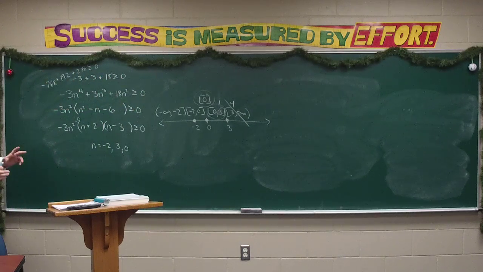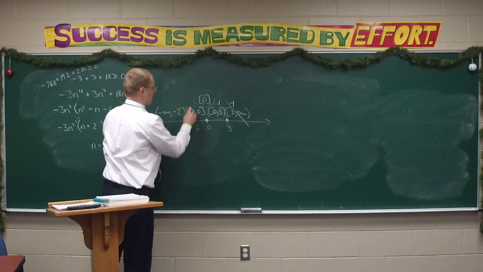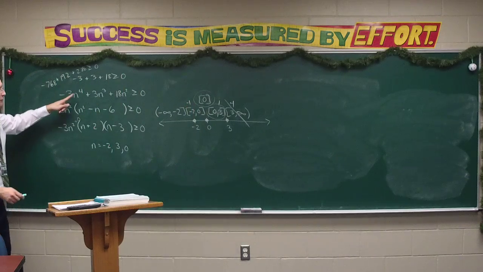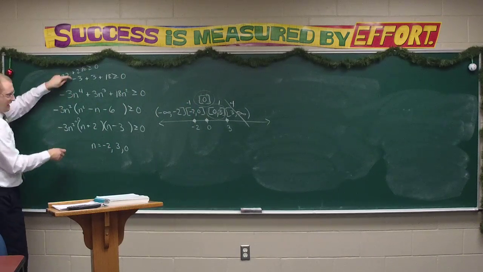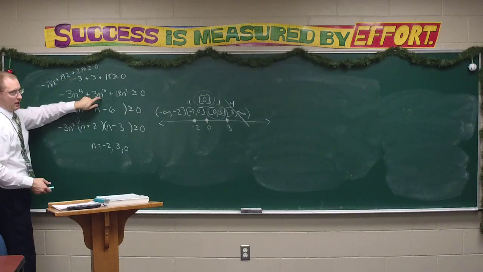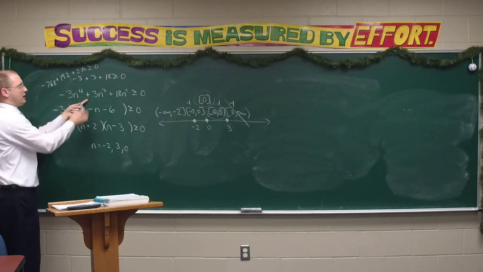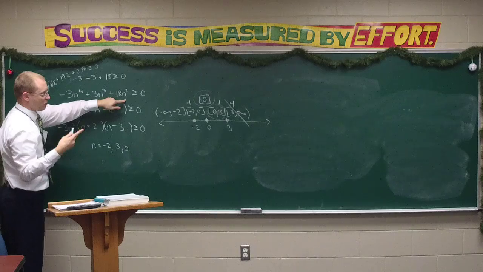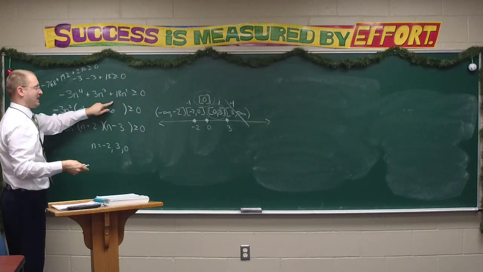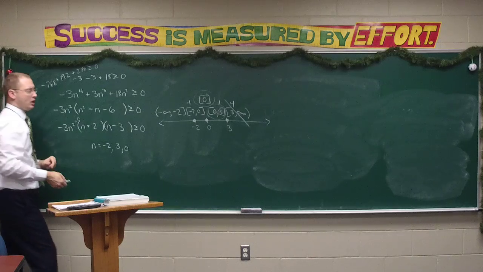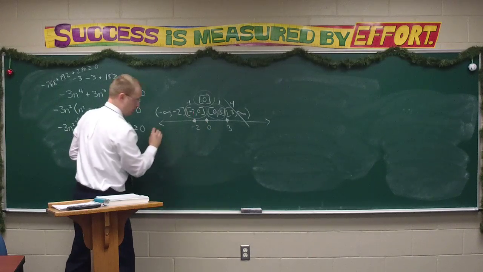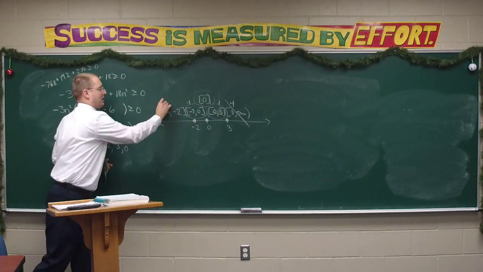This is kind of weird. Okay, let's try the 0 to negative 2. Let's try negative 1. You raise it to the 4th, it becomes positive 1 times negative 3, negative 3. You cube the negative 1 times positive 3, and then negative 1 squared times 18, still positive 18. Is that greater than or equal to 0? So that range works.